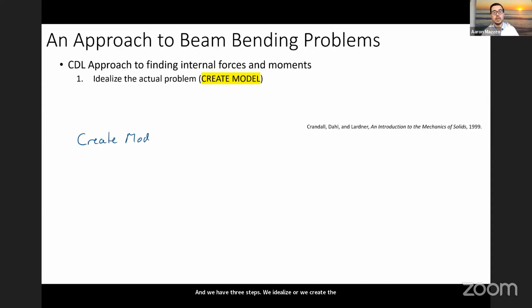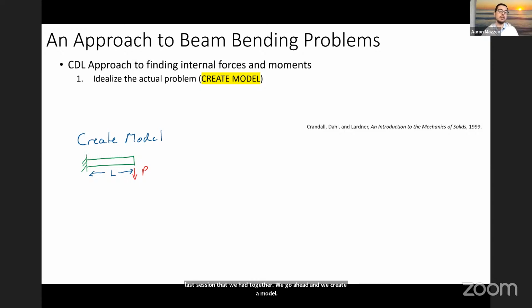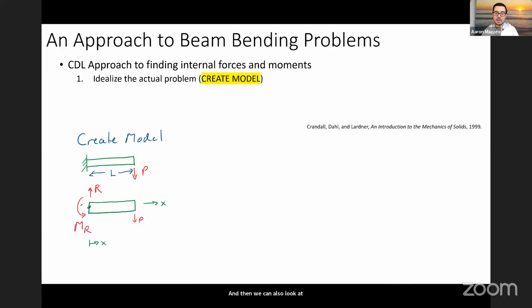And so one example, and this slide is updated from the last session that we had together. We go ahead and we create a model. We might draw this cantilever beam, as you see here, with a force acting on the end. And then we can also look at the distribution. Well, it's not really distribution, but all the external loads that are on the system and what it looks like.